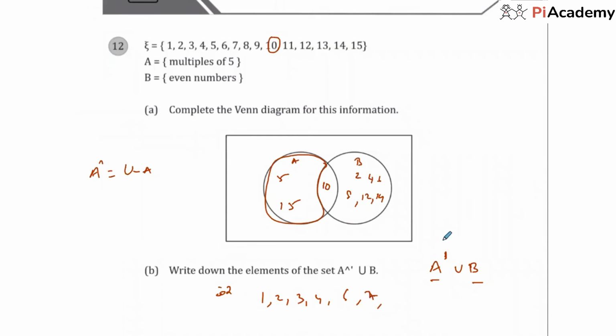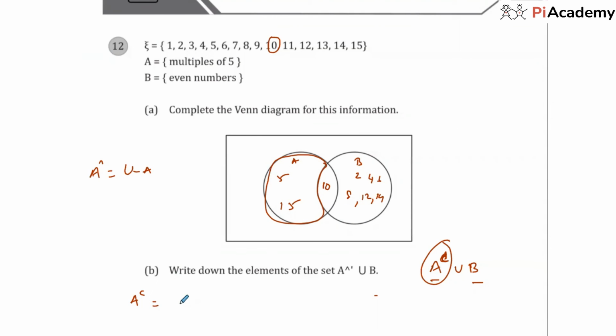Did you ever do A dash and all that, guys? Ananya and all? We call it a complement. Yes, you call it complement. So what is A complement basically? It's everything that's not A, right? So basically A complement union B. What is first of all A complement? Let's write A complement here. A complement is everything except A, right?